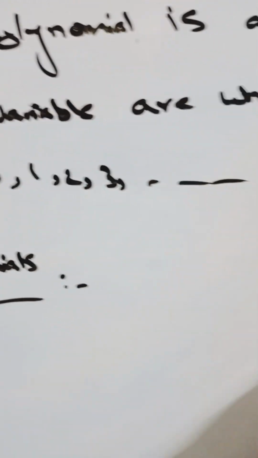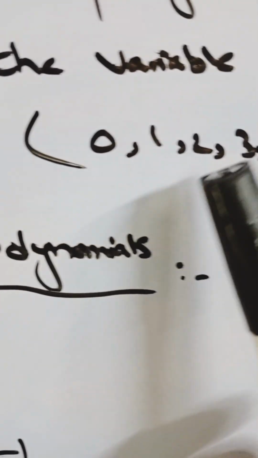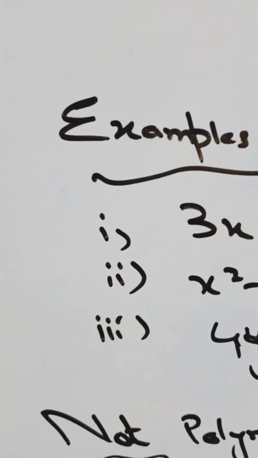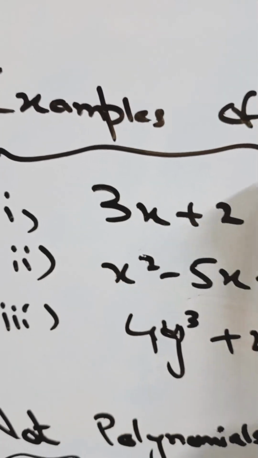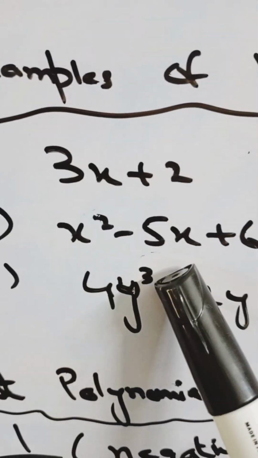Polynomials. A polynomial is an expression in which the exponents of the variable are whole numbers. Exponent means power. The power of any number is a whole number: 0, 1, 2, 3. For example, examples of polynomials are 3x + 2. Here the power of x is 1. It's a polynomial.